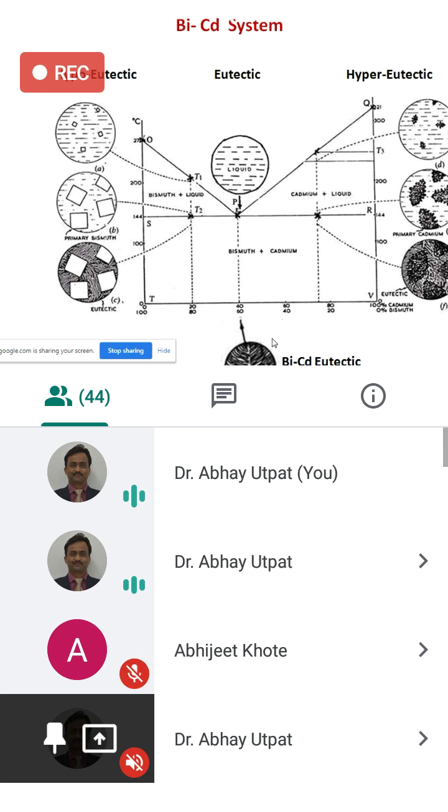So see, that is only hatch mark. There is no pure bismuth rich solid. That is called as eutectic. And that is the beauty of this eutectic concept.